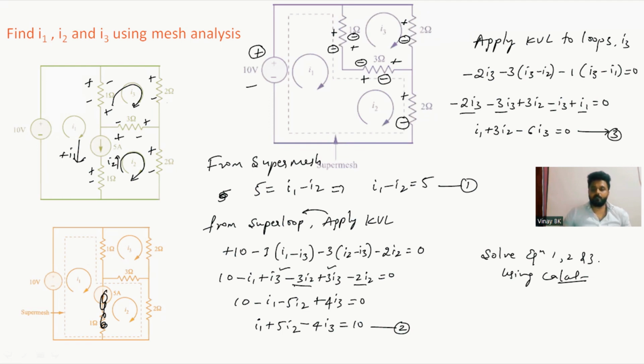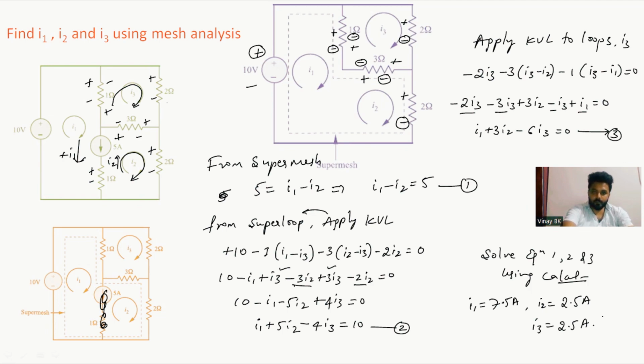So I can get the values of the currents. I1 is 7.5 amperes, I2 is 2.5 amperes, and I3 is 2.5 amperes. This is the solution.